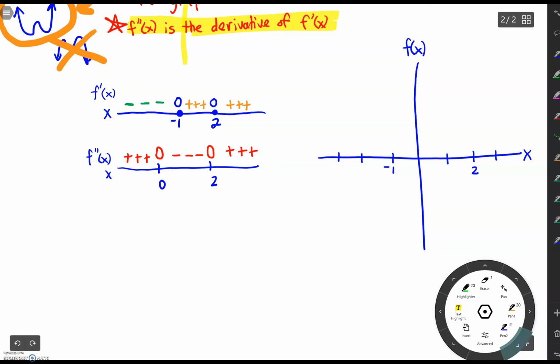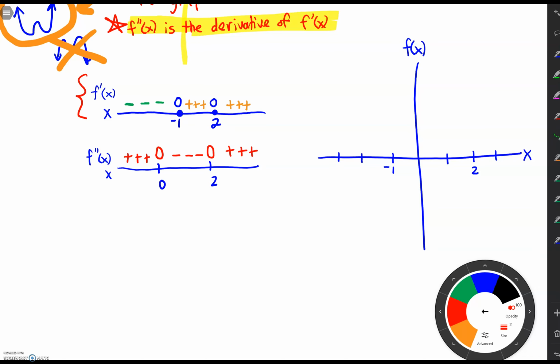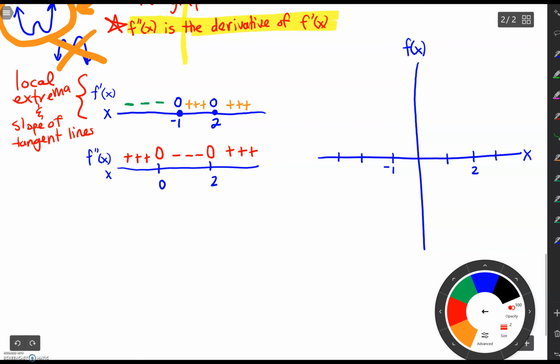Okay, so now we go to our first derivative sign chart. What information about the f of x graph does the first derivative give us? Well, that's going to tell us about the local extrema of the f of x graph and the slopes of the tangent lines of the f of x graph. So I can see that the tangent lines start pointing down, then they go horizontal. They hit 0 when x is equal to -1. Then my tangent lines point up. And then when I get to x equals 2, the tangent line goes horizontal again. It's a slope of 0. And then the tangent lines continue to point up.